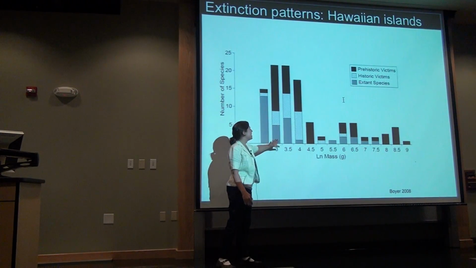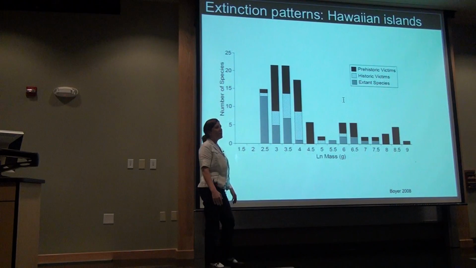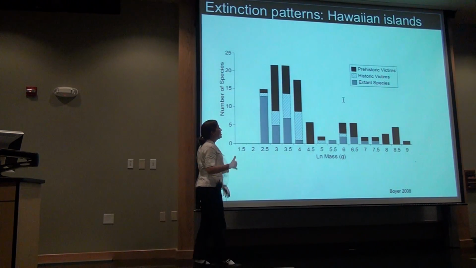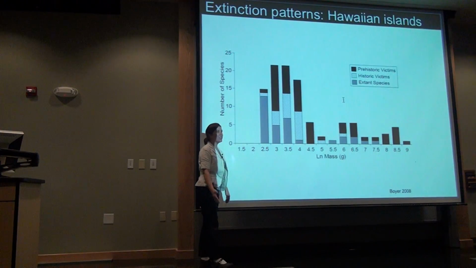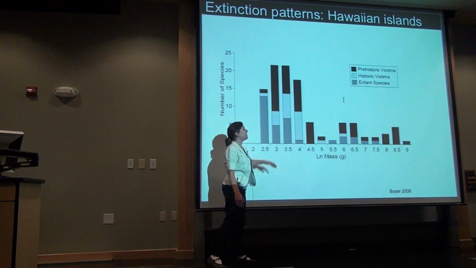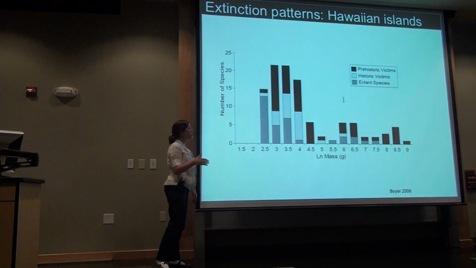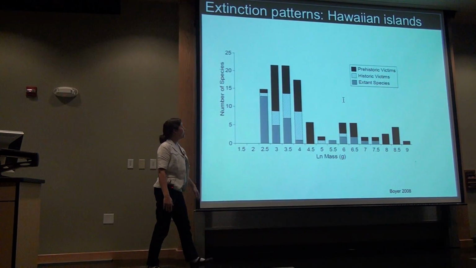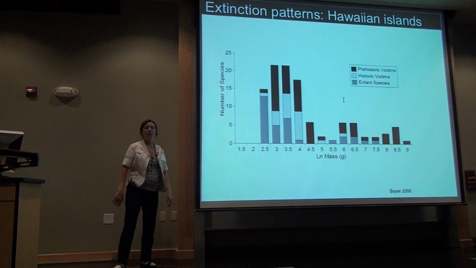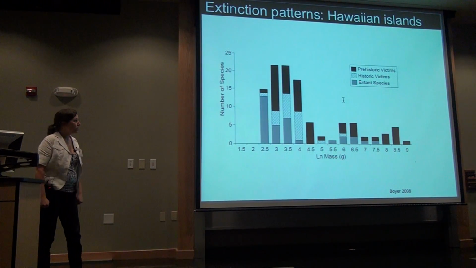And what you can see is that the black bars show the species that went extinct at human colonization. And then that was followed up by a few more centuries of human impact. And within the past 200 years, these species in the hatched bars have gone extinct. So what we're left with today are just the gray bars. Really, it's just a shadow of the former avifauna.